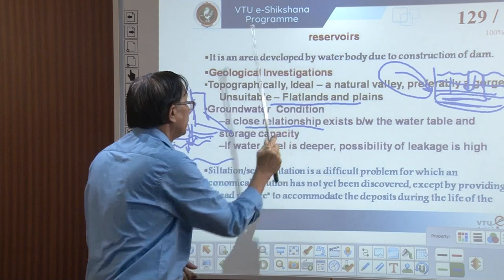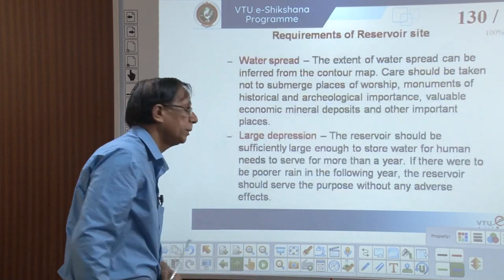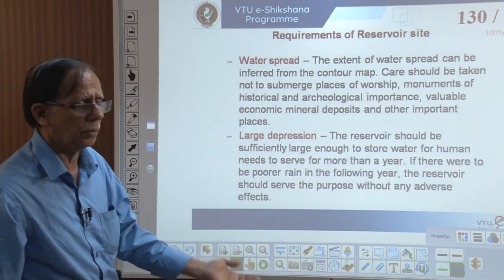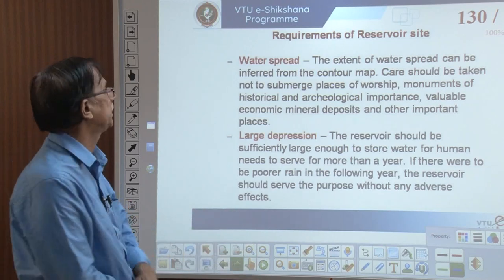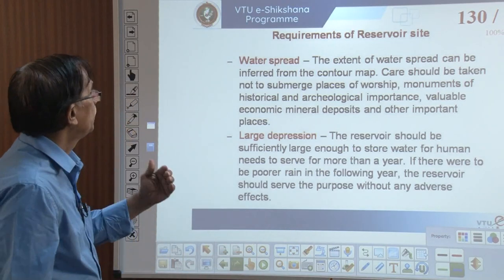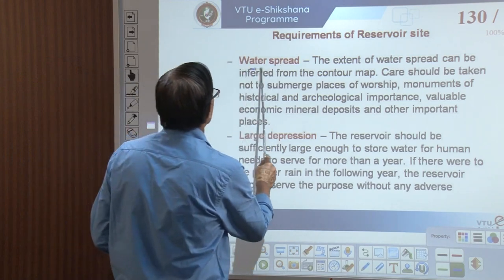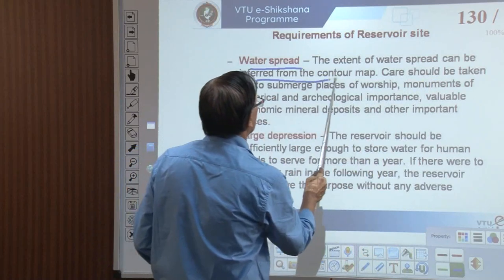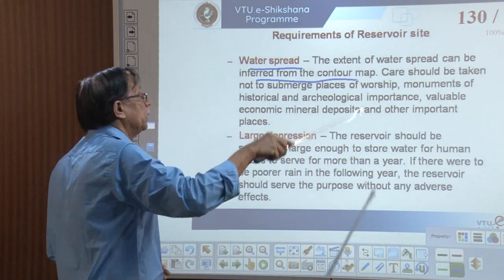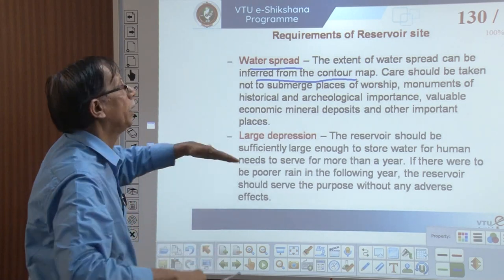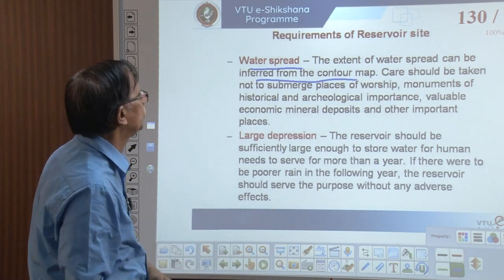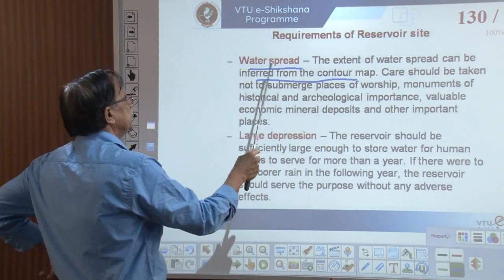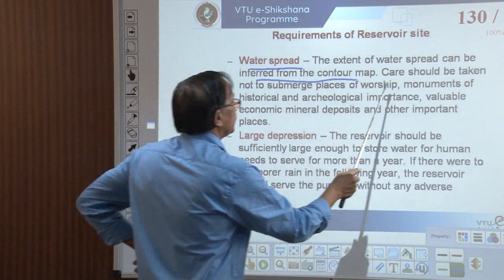That is another important concern in a reservoir, in addition to the foundation, water tightness, earthquake, landslides or unconformity, folds, faults, joints, etc. So, the requirement of the reservoir for water spread, the extent of water spread, can be inferred from the contour. If we have a contour map generated, we can infer what extent of water storage, how much water can be stored, from how much water spread. This is based on the survey.